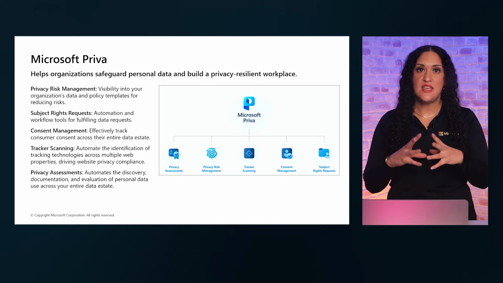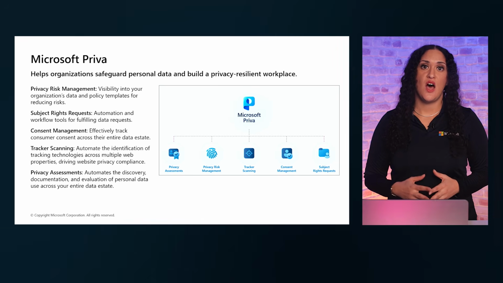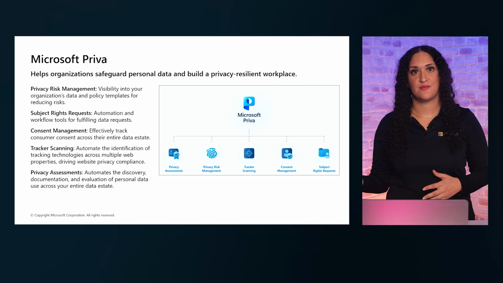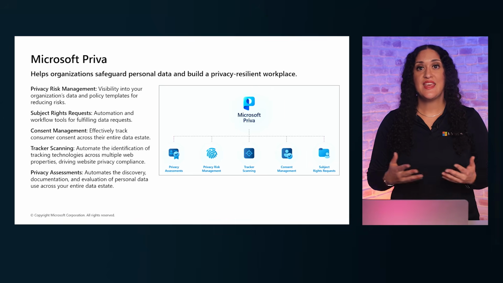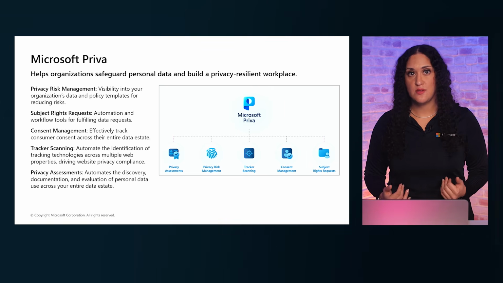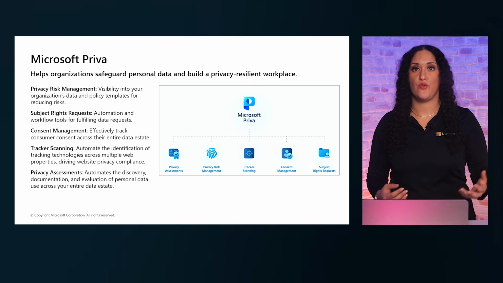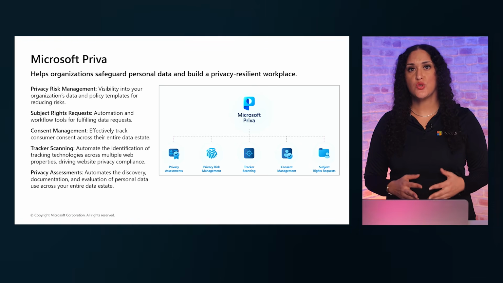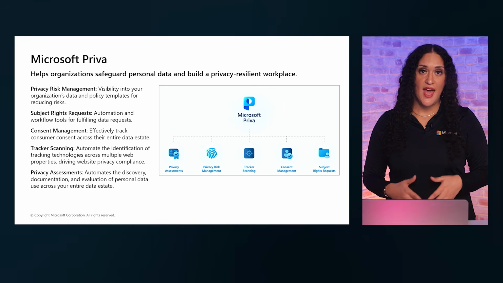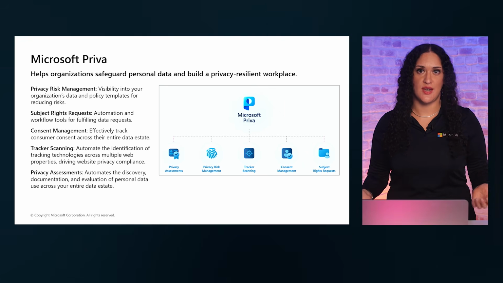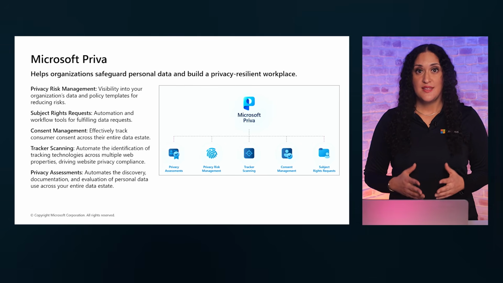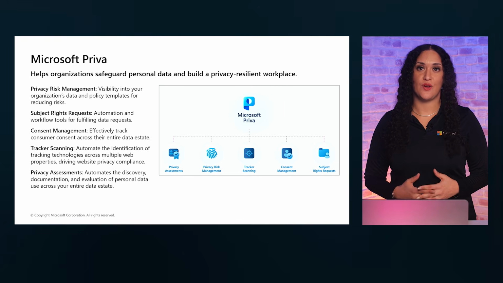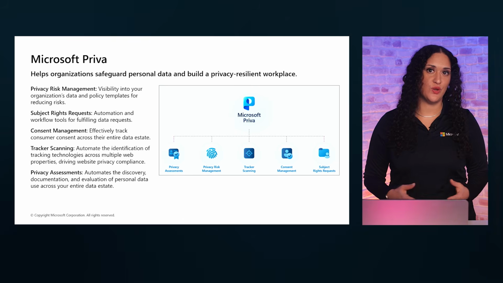It works by continuously identifying privacy risks across Microsoft 365 and beyond, then applying policies and automation to reduce those risks. Key capabilities include privacy risk management, which highlights issues like data overexposure, risky transfers, or storing data longer than necessary, and guides users through simple remediation steps such as tightening access or marking content for review. Subject rights requests streamline how organizations receive, track, and fulfill personal data requests using automated workflows.